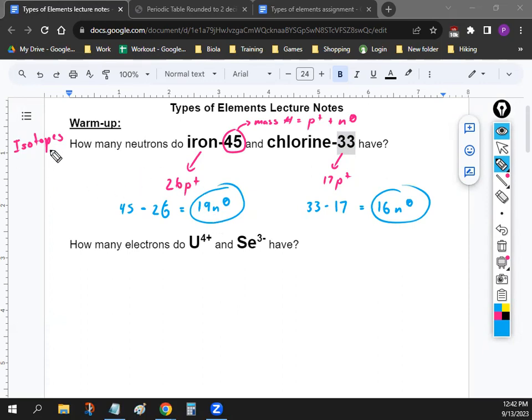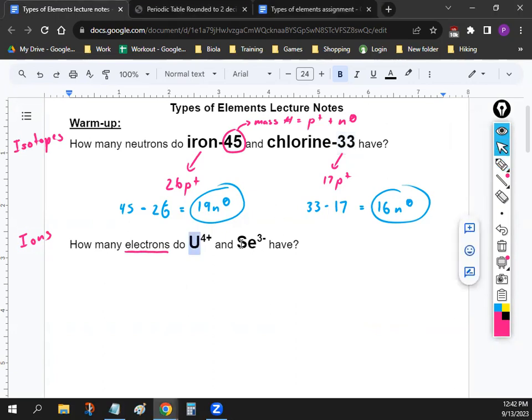All right, and again, this is what we learned in the isotopes lecture. All right, next question. We get this info from the previous one that we did. This is the ions lecture. And this one's a little different because we're looking for electrons. We're not looking for neutrons. Okay, but same thing. We want to start by finding the protons.